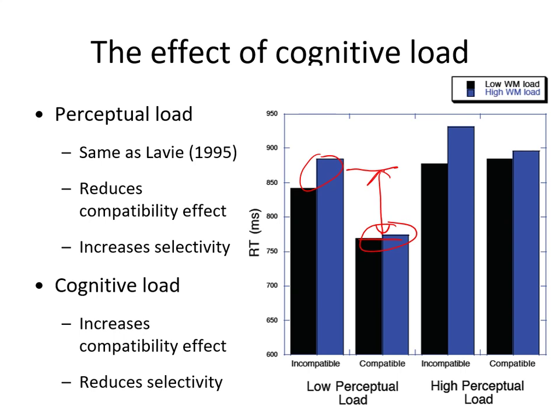Then what about the high perceptual load condition? So again, very, very roughly, incompatible around here, compatible around here. So basically, you do not have a very large compatibility effect. Okay.